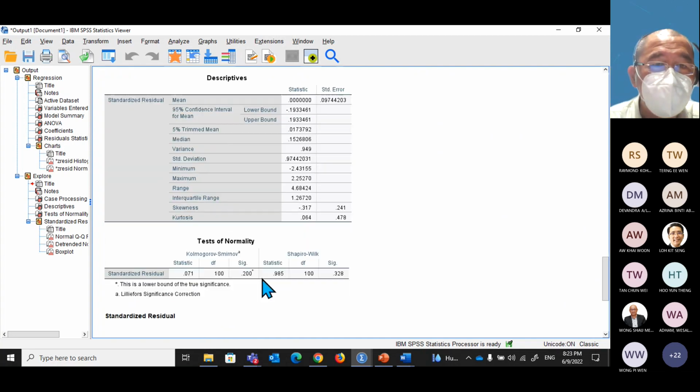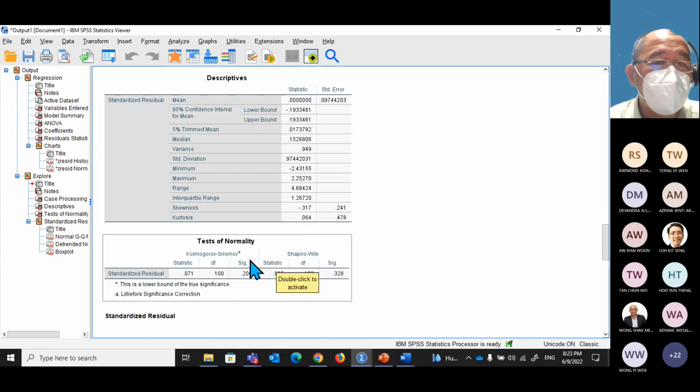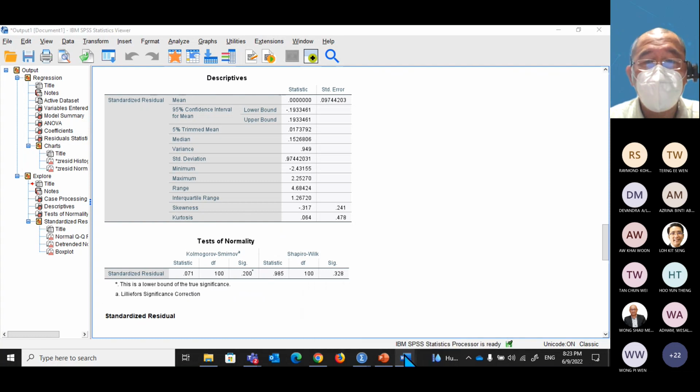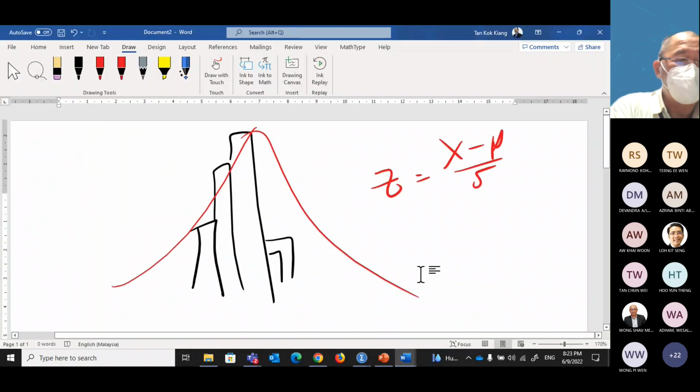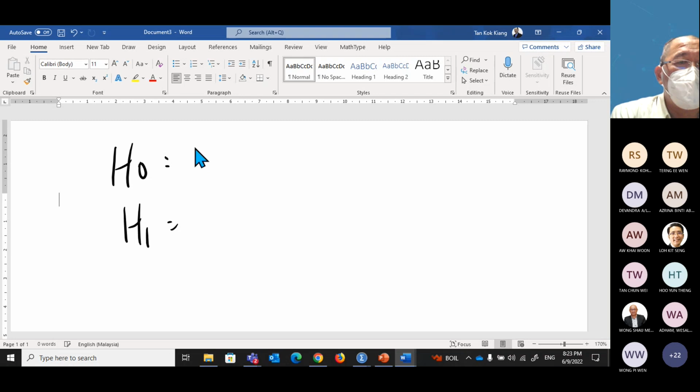Okay, so we see this one now. This is a test statistic for us to test whether the data is normal or not normal. Be very, very careful. For this normality test, the hypothesis is different.